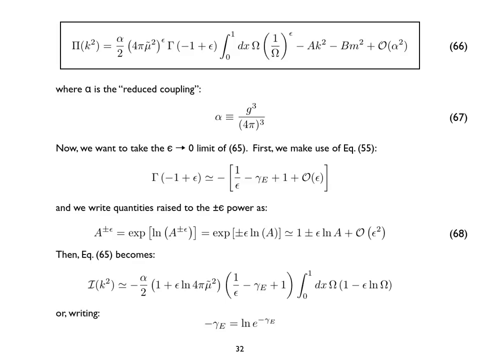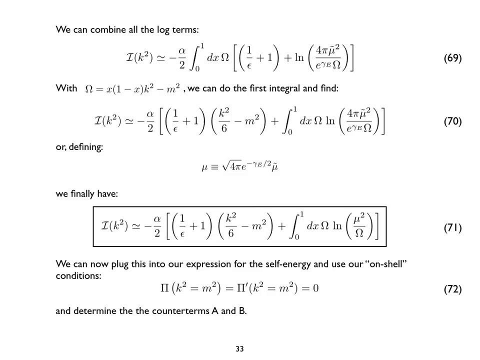And so that means we can expand a whole bunch of stuff. We can expand the gamma function. We can expand anything that's to the power of epsilon. And we use some tricks like this where we rewrite the Euler constant in terms of a natural log of an exponent. And then we plugged in omega.